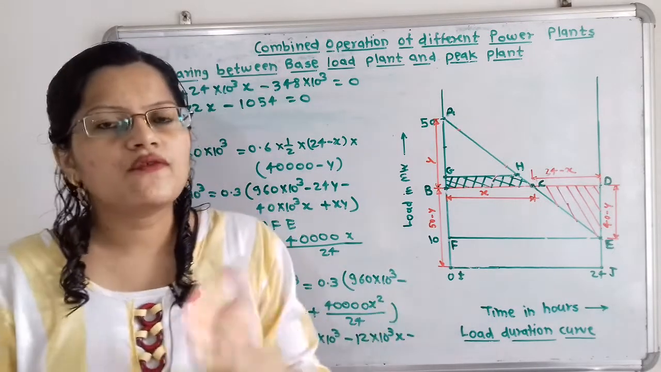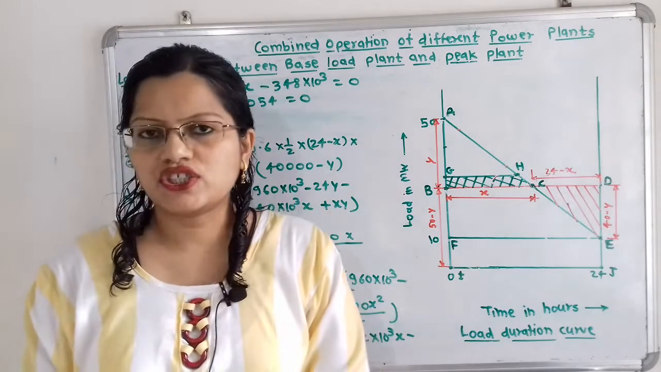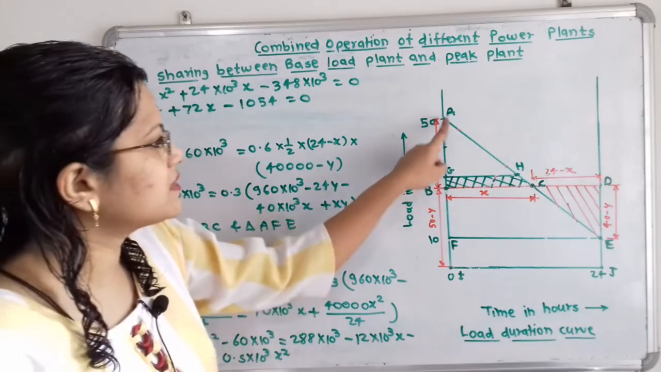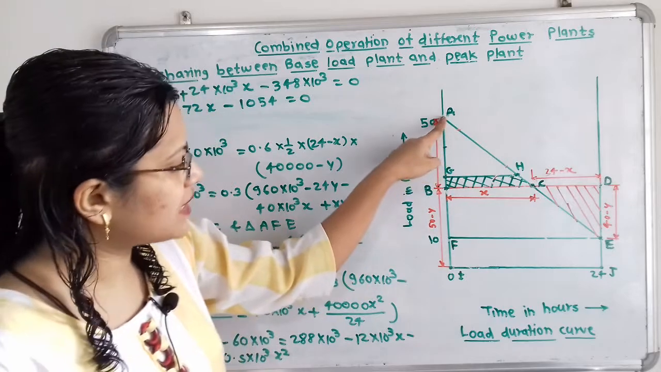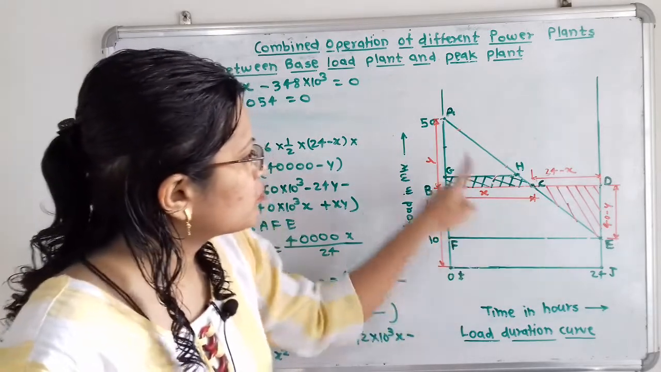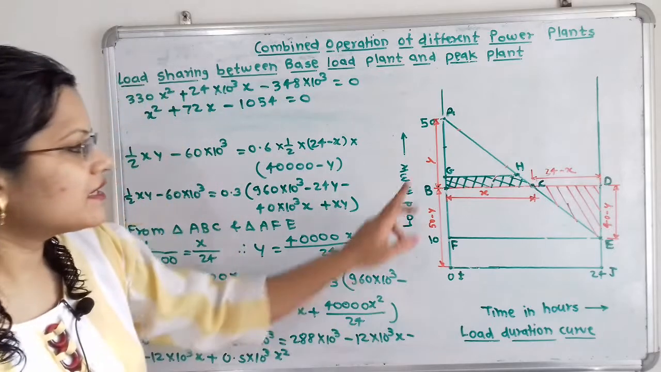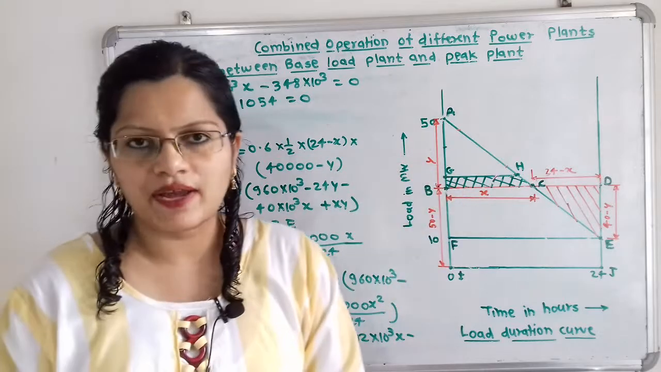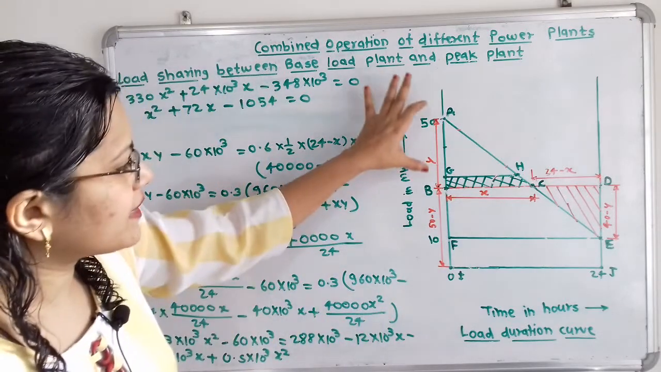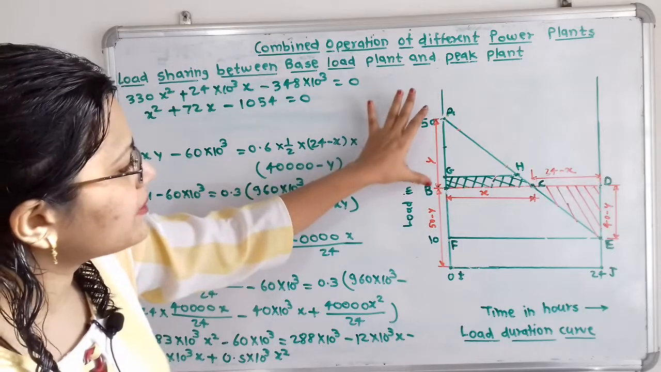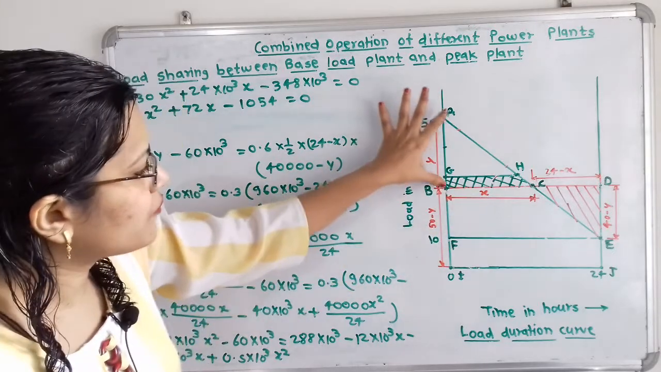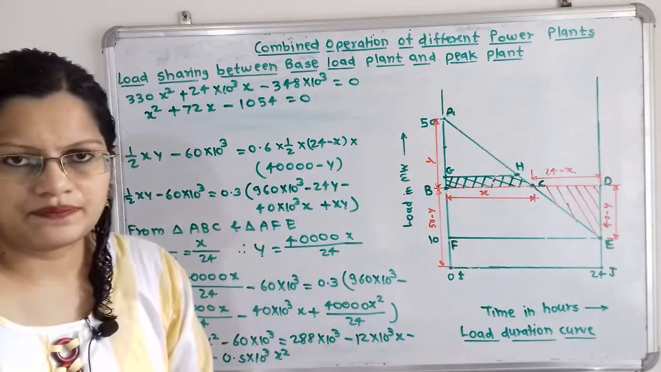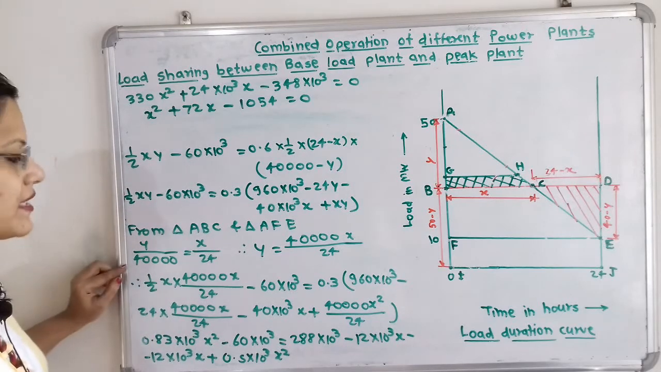Now we will move to another equation. How will we get this equation? If we observe the diagram, there are two triangles, this triangle ABC and this triangle AFE. If we take the ratio of sides, then we will get the equation in the form of x and y. So if I take the ratio for this height, for triangle ABC it is y divided by, what is this height? It is 40. So we will write y divided by 40,000.